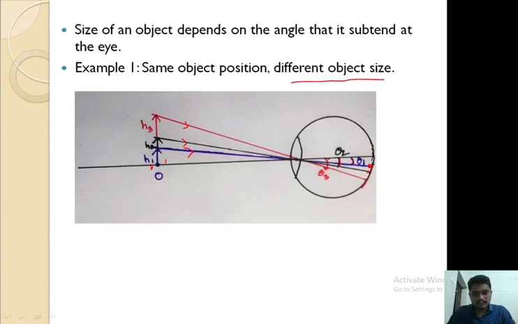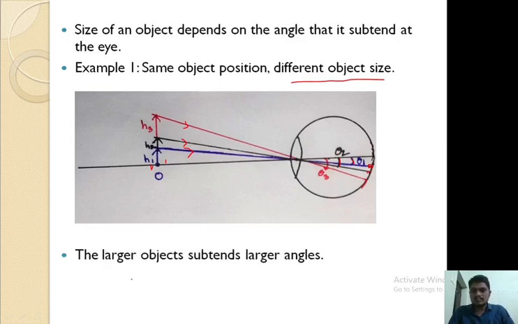Since the bigger object makes a larger angle, it looks bigger. The smaller the angle, the smaller the size of the object. So what is the conclusion? Larger objects subtend larger angles, and smaller objects subtend smaller angles, so they look small.